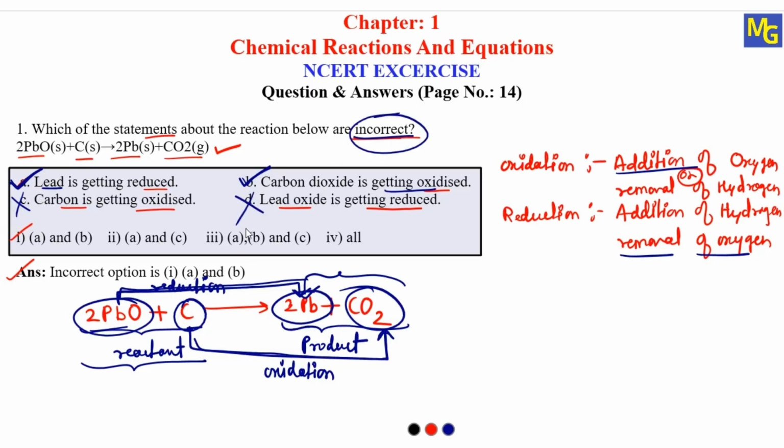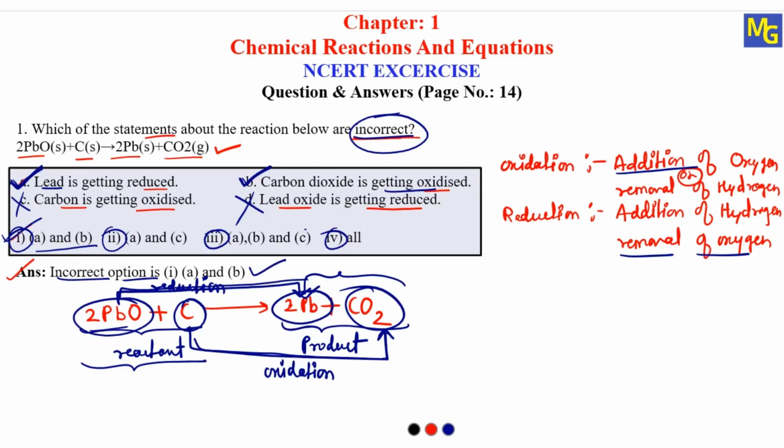So the incorrect statements are A and B. Now we have to search for the option. If you see the options, option 1 is A and B, option 2 is A and C, option 3 is A, B, C, and option 4 is all. So according to our explanation, A and B both are incorrect, which is what this question asks for. So we have to search for A and B, and A and B is the first option. That's why option 1 is the correct one. So the answer, the incorrect option, is the first one, that is A and B. So this is the answer for question number 1.